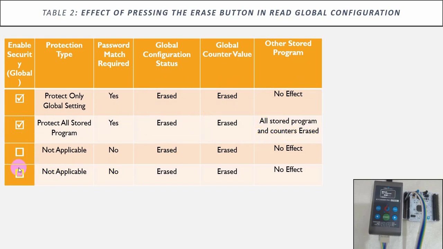If you don't enable security on the global configuration, then this will by default behave like erasing the global configuration only. It will erase only the global configuration and the global configuration counter. It will not erase the other programs, because this will not allow you to change the settings to protect all the stored program. So that's how the erase works. I hope it is clear for you.